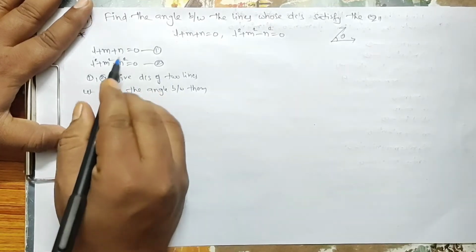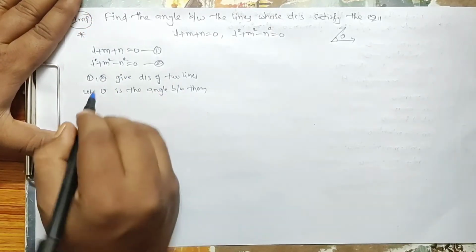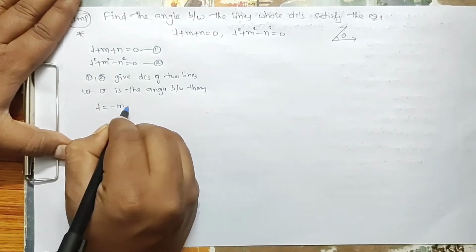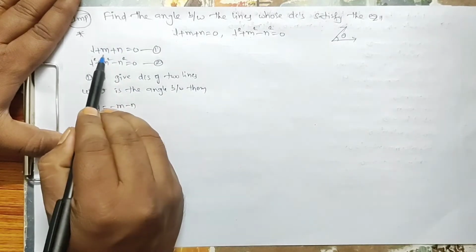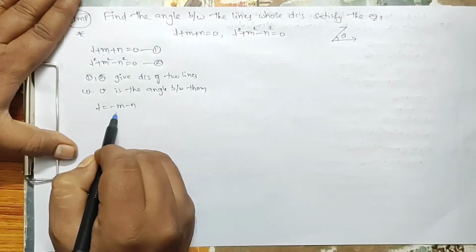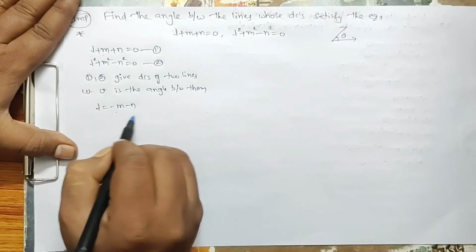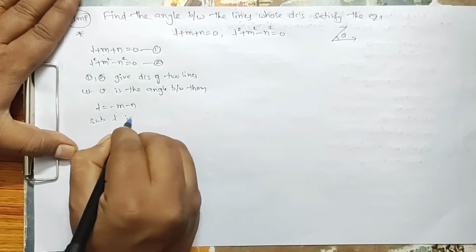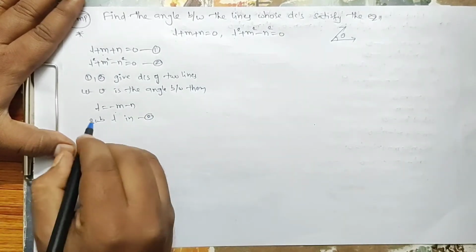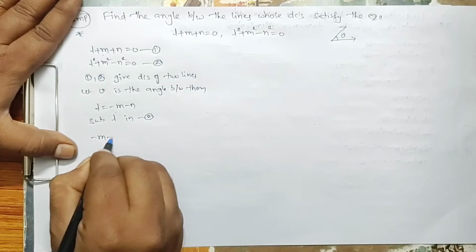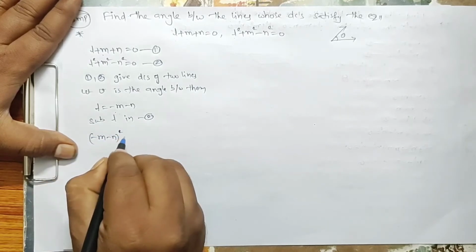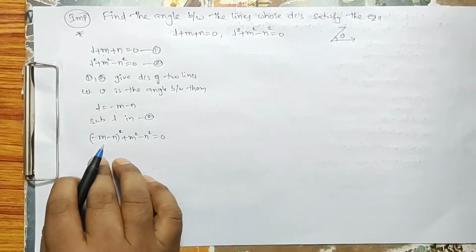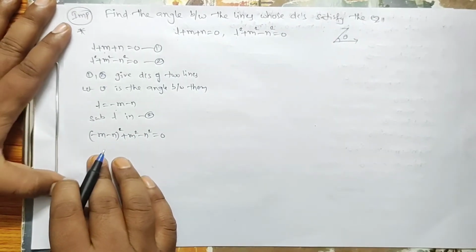So now we have to solve equations 1 and 2. To solve that, first of all take from equation 1, L is equal to minus M minus N, transposing M and N to the other side. Now substitute this L in equation 2. Then L is minus M minus N whole square plus M square minus N square is equal to 0.